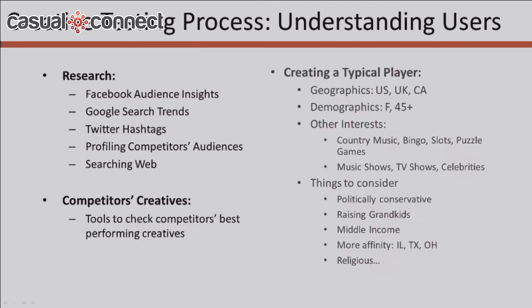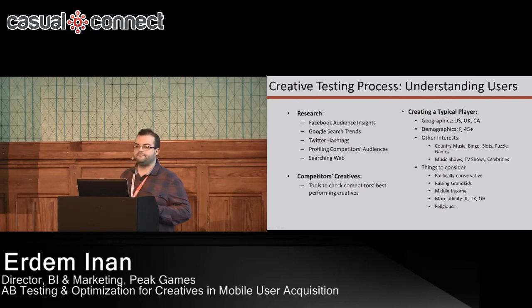One of the things that we do is research: we go to Facebook Audience Insights, we go to Google Trends, we go to Twitter hashtags, Instagram pages, the competitors, different social media activities. It's kind of creepy, I know, but you can literally go and try to understand who your actual users are. And eventually, this process leads to creating a typical player. That is, let's say, a 35-plus female, from the US, conservative, who likes bingo, slots, or casual games, from Illinois, Texas, whatever.